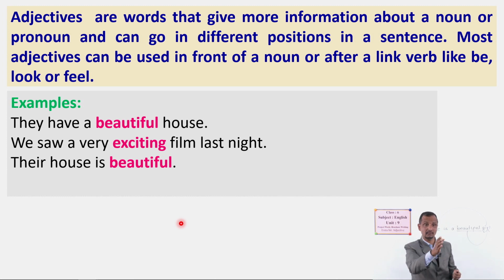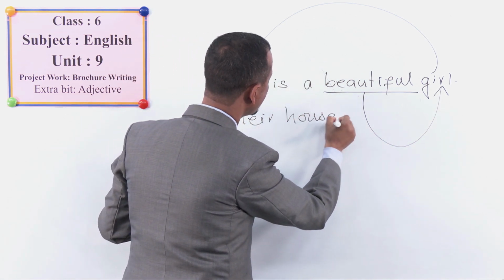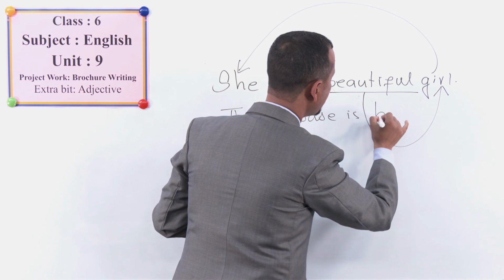But let's see where the adjective actually comes. Here in the middle, after a be verb, here at last. Their house is beautiful. Let's see here: their house is beautiful.